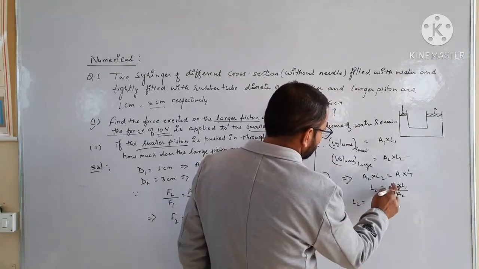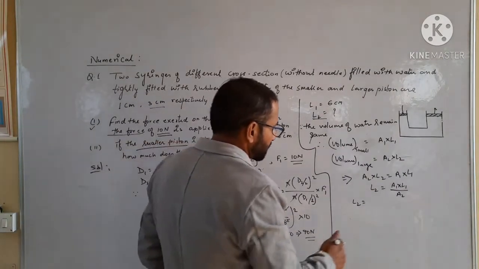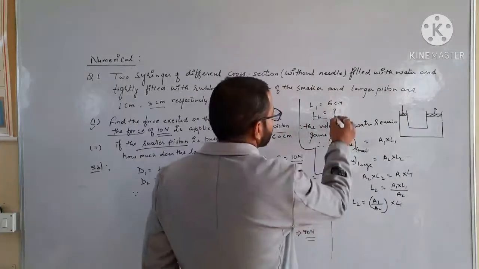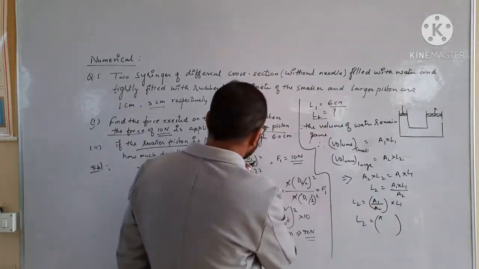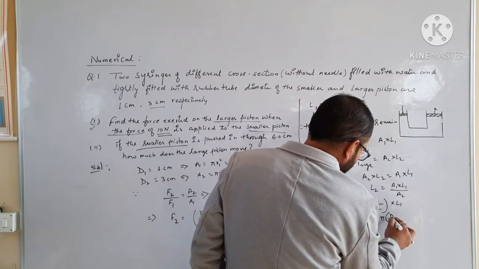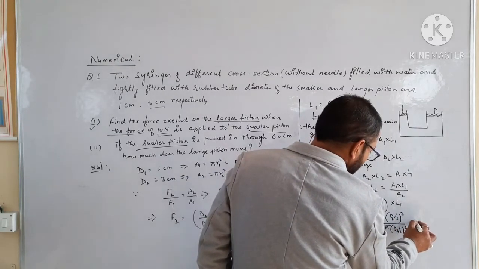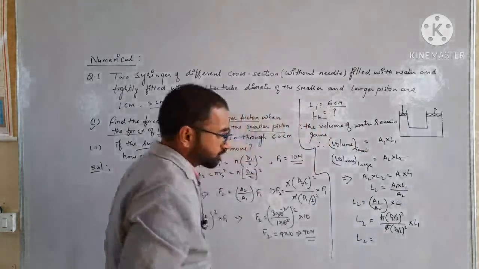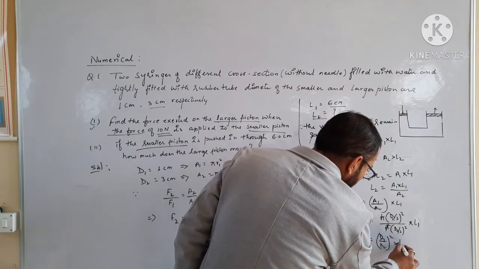Now L2 is equal to A1 upon A2 times L1. L1 we have as 6 centimeter, no problem. L2 is equal to pi (d1 by 2) whole squared over pi (d2 by 2) whole squared, into L1. Point clear, student? See here, pi and pi cancel, and after that L2 is equal to (d1 upon d2) whole squared into L1.